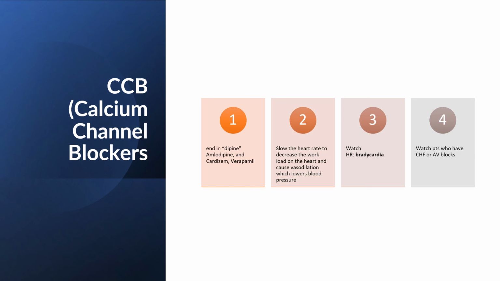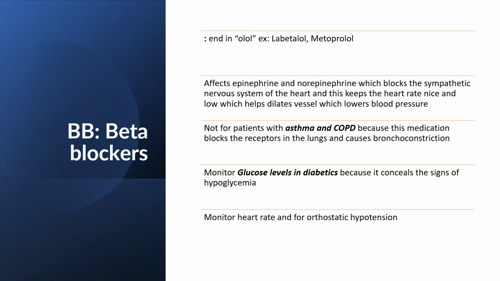Your CCB, calcium channel blockers. You want to watch for bradycardia. You want to make sure you put this patient on an EKG monitor. Your beta blockers. You remember we talked about asthma and COPD. We want to stimulate their beta cells. So if we're stimulating their beta cells, you do not want to put them on beta blockers because beta blockers are going to do the opposite. It's going to stop those alveoli from opening. Persons on beta blockers, you want to monitor their glucose level because it can conceal signs of hypoglycemia.